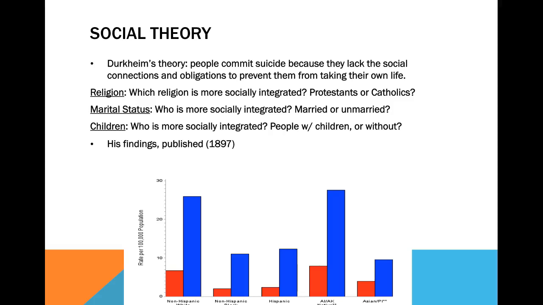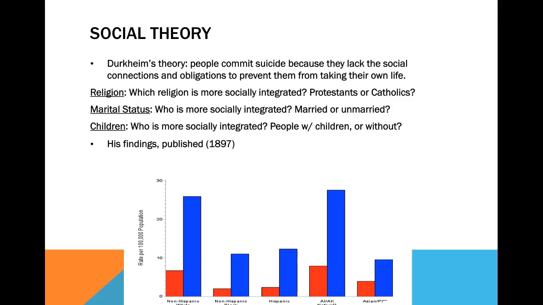In terms of marital status, I always ask them, who's more socially integrated? Who's more socially connected? People that are married or unmarried? Usually everyone gets that right. Married people are more socially integrated. Why is that? Well, when you're married, you have more kinship ties. So you have your spouse, and then your in-laws, and any friends that your spouse brings with them once you get married. So all these people, your social network becomes larger, so you become more socially integrated.